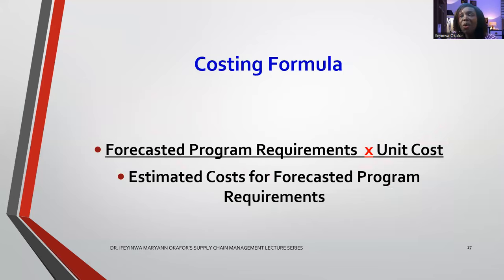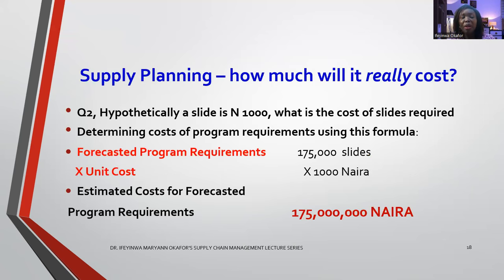Remember, the second question there is that we should also find the amount needed to procure this quantity of slides. And the costing formula, for us to calculate that, there's a formula for that. The formula says that the forecasted program requirement times the unit cost gives us the estimated cost for the forecasted program requirement. That is, the forecasted program requirement times the unit cost gives us the amount needed to procure the estimated quantity. Let us answer question 2 now.